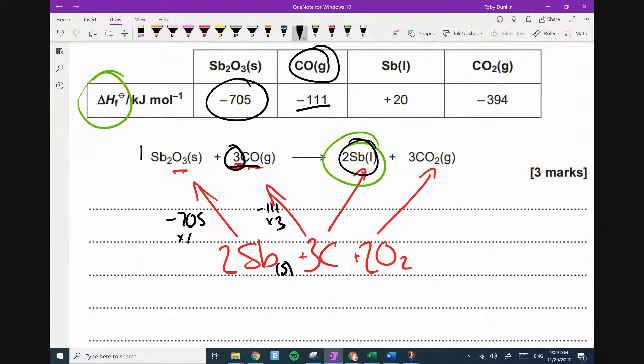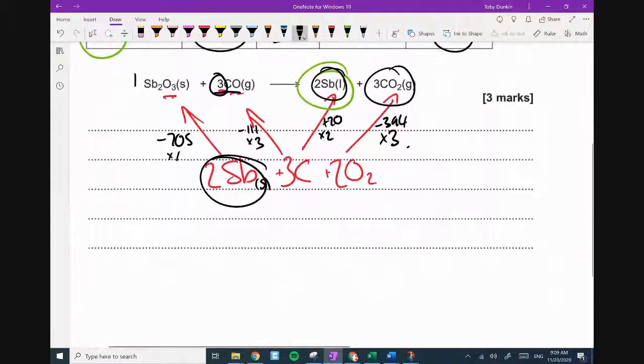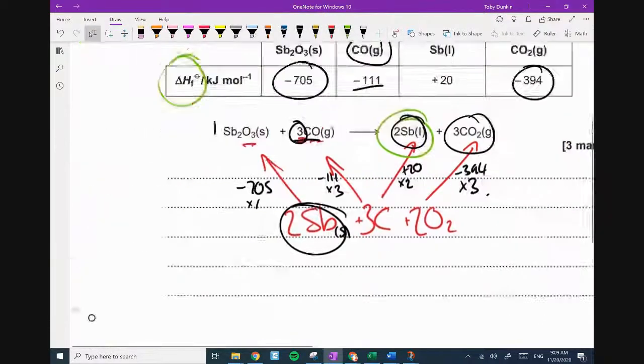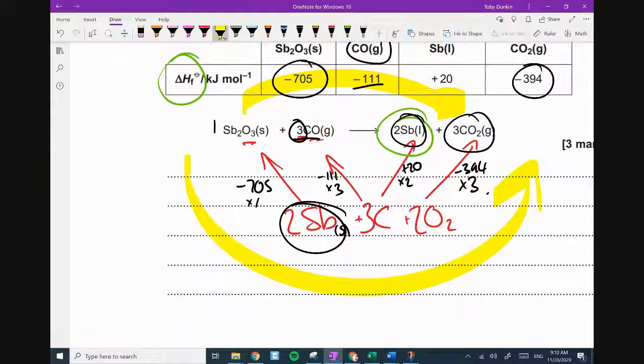Two antimonies to liquids, I'm starting from solid, that's plus 20 times by 2. Make 3 CO2s, gives me minus 394 times by 3. Okay, right, let's just go. The most important arrow in the whole of the Hess cycle: this way is equal to this way.